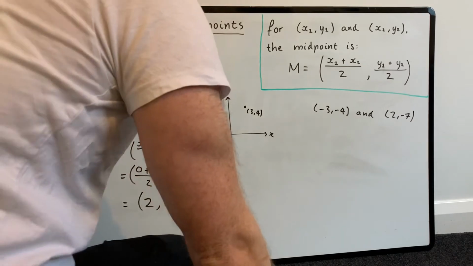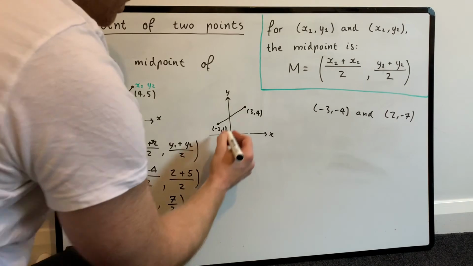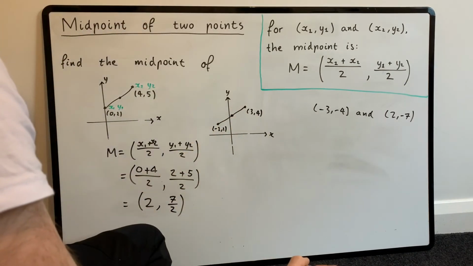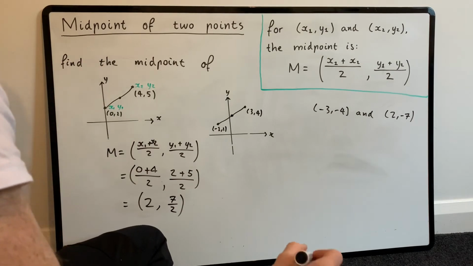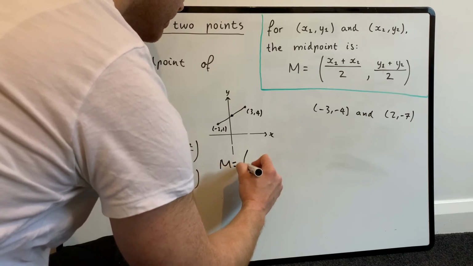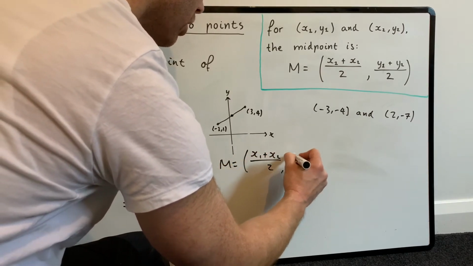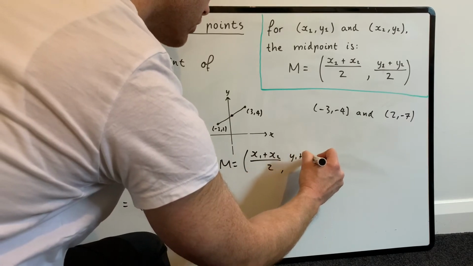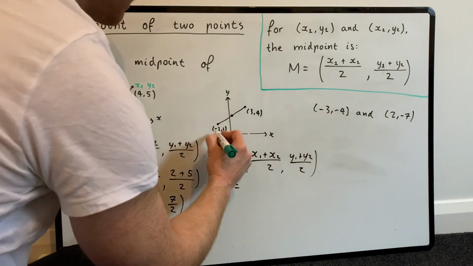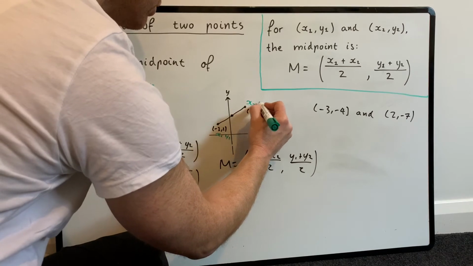All right, next one. We can draw a line in between them, and we can see the middle might be there somewhere, hopefully. And let's give it a look. M equals (x1 plus x2 on 2, y1 plus y2 on 2). Label up your points. x1, y1, x2, y2.